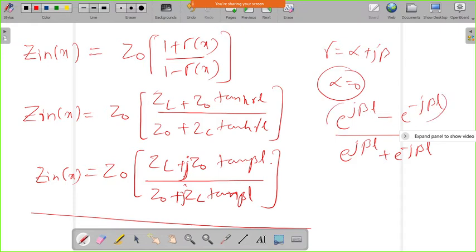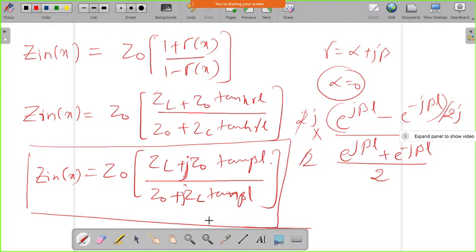So we divide the numerator by 2j and the denominator by 2, so we multiply and divide by 2j here, and multiply and divide by 2 there. The 2 and 2 get cancelled, j remains, and we can write this as sin beta l and this as cos beta l, which gives tan beta l in the numerator, and similarly tan beta l in the denominator. So this is the equation for the impedance at the input side of the lossless transmission line.